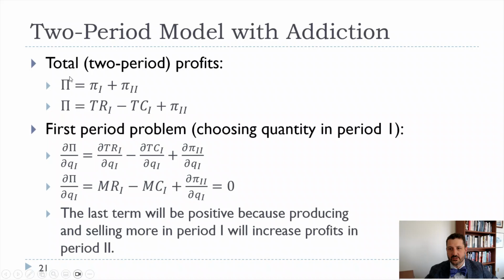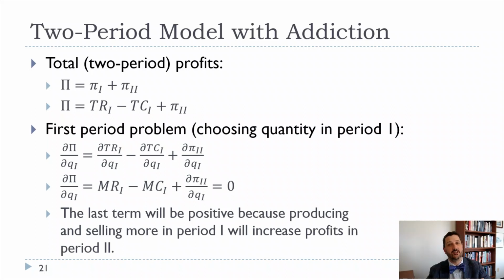So total profits are here with capital Pi, and that's just profits in period one and profits in period two. We'll leave period two profits alone for the moment, but that means period one profits are total revenue in period one minus total costs in period one. And then we can differentiate with respect to Q1. Now, if there was no connection between the first period and the second period, then it would just be the same as we had before, right? You would solve the profit maximization in period one, and then you would solve it again in period two.